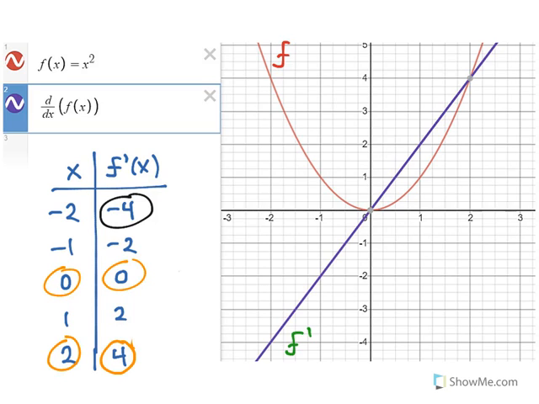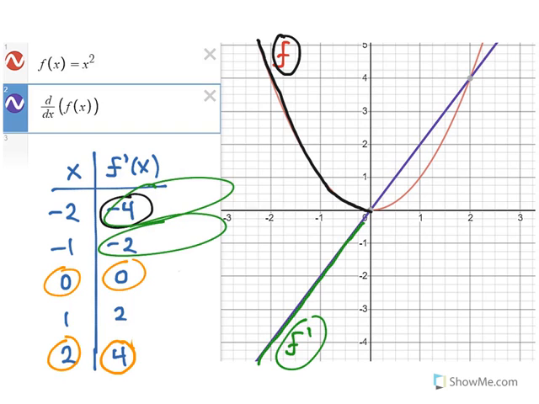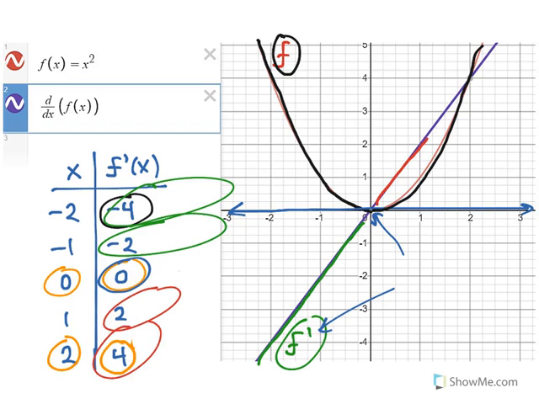So the main observation you should make is that when the function f is decreasing, the tangent lines have negative slopes and the derivative will be negative. You can see that the graph of f prime is below the x-axis. It has negative values. When the tangent line to the graph of f is horizontal, its slope is 0, so the derivative is 0, and you can see that the graph of f prime has an x-intercept, and when the function f is increasing, the tangent lines will have positive slopes, and therefore the derivative will be positive.